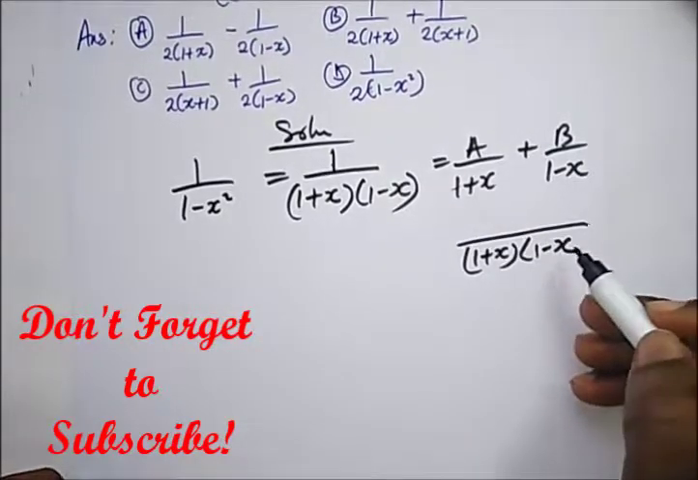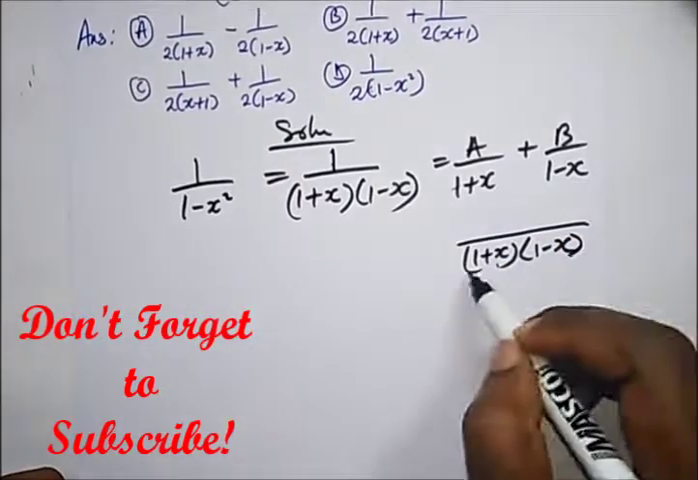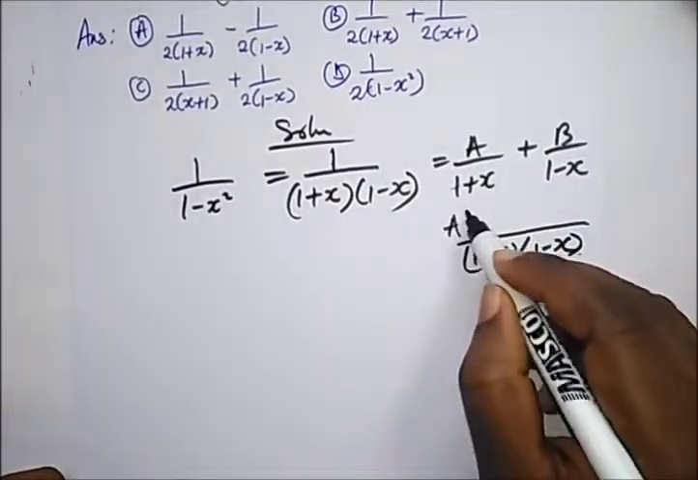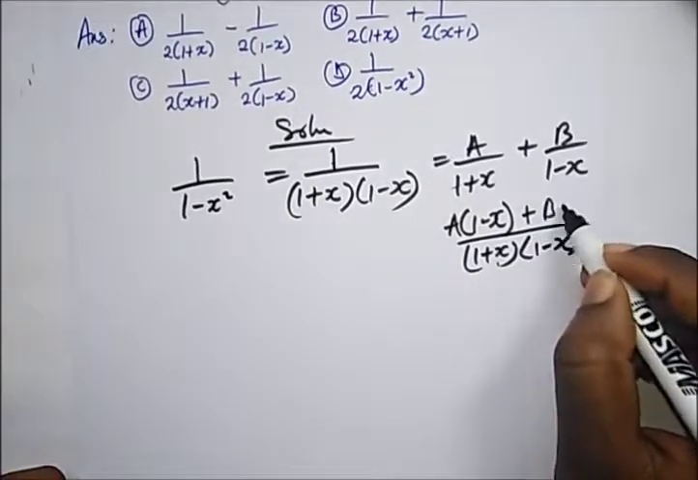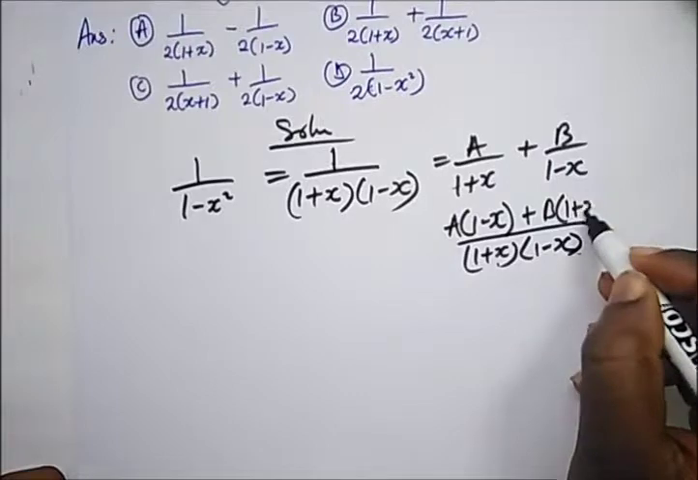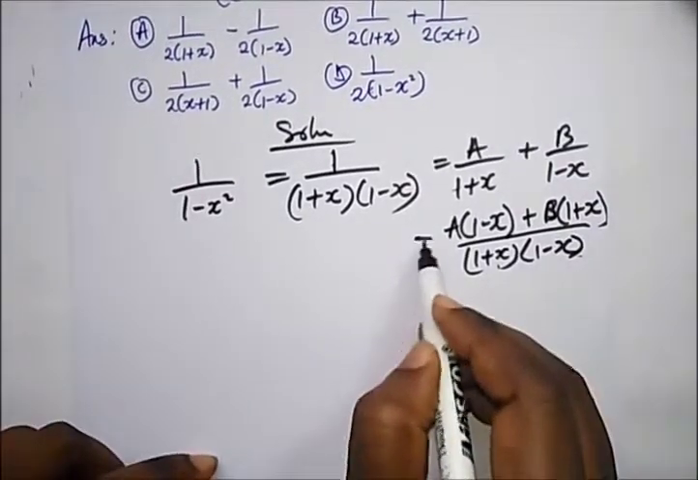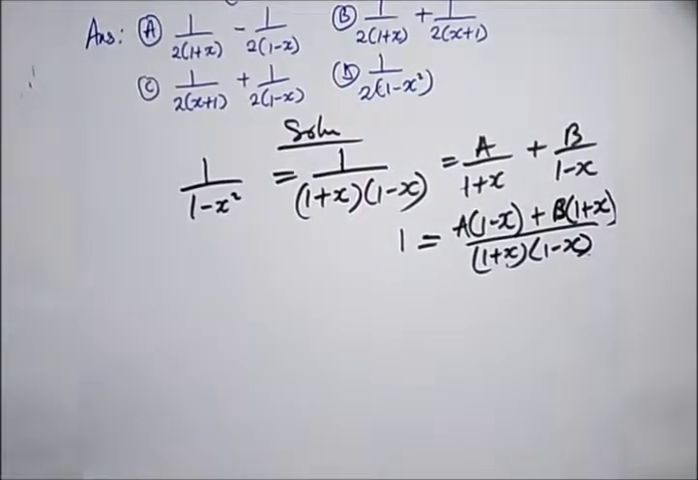So here, this would go, this in this, we'll be left with what? A bracket 1 minus x plus B bracket 1 plus x. All right, which is equal to what? 1.